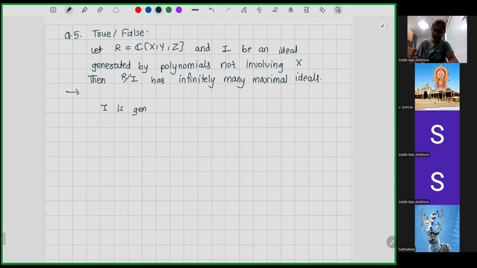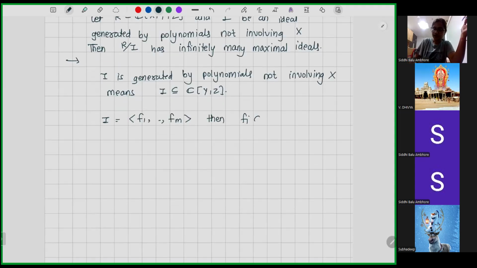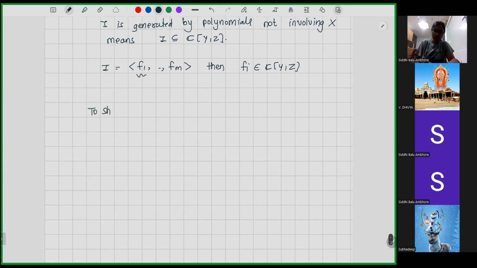Okay. So when they say that I is generated by polynomials not involving x, it means I is actually contained in C[y,z]. If I is generated by this f1 to fm, then all these fi are in C[y,z]. It does not contain any monomial term involving x; every term of these polynomials f1 to fm is from C[y,z]. They do not contain x. And so the statement is actually true.